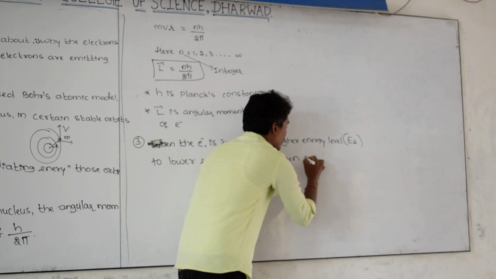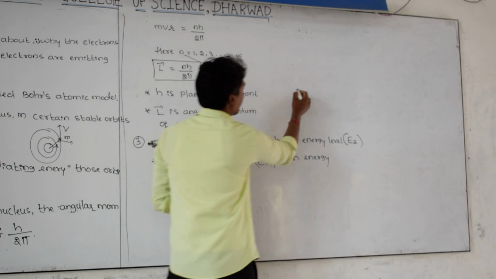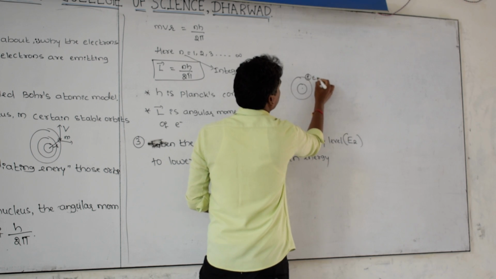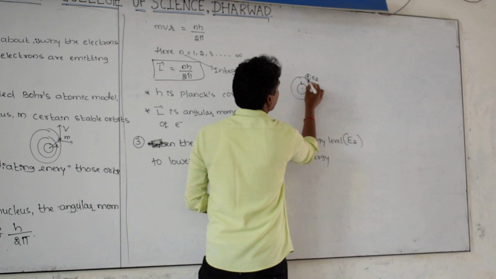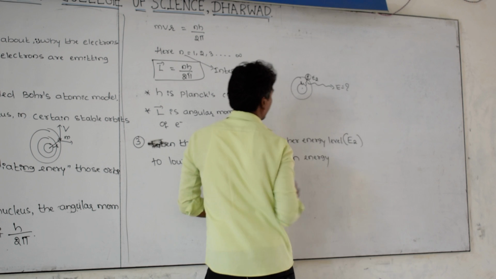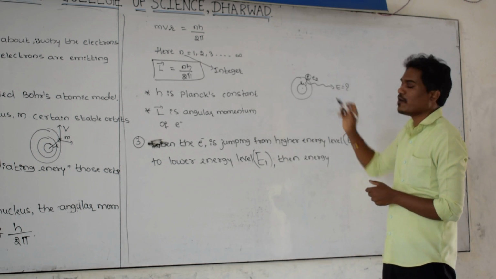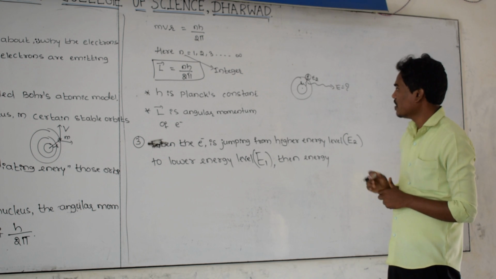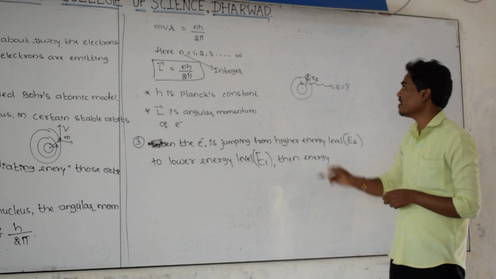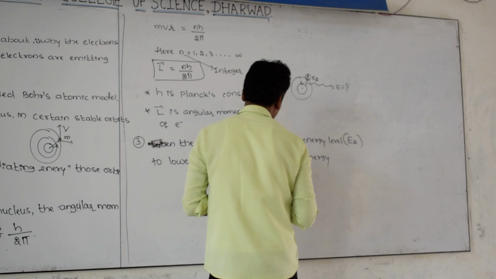Let us consider whenever the electron is jumping from energy level 2 to energy level 1, how much energy is it releasing? Whenever the electron is jumping from a higher energy level to a lower energy level, it is emitting energy in the form of radiation. How much energy is released by that electron due to the transition between E2 and E1 can be calculated using the formula.